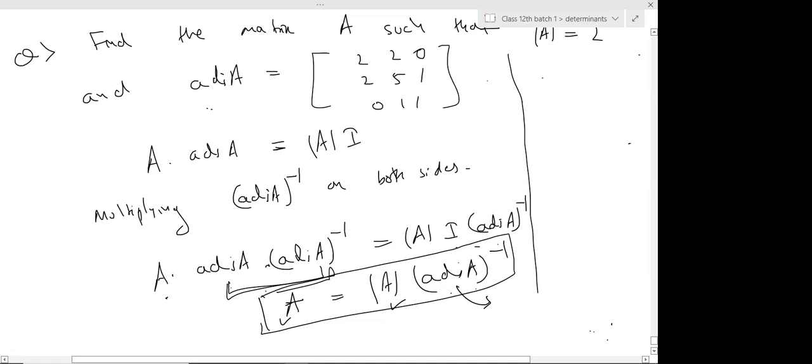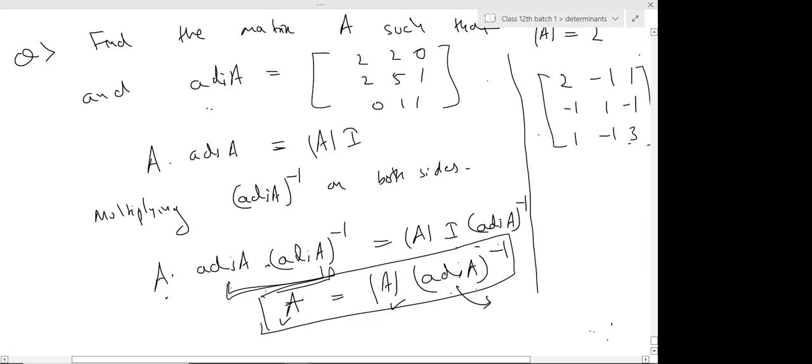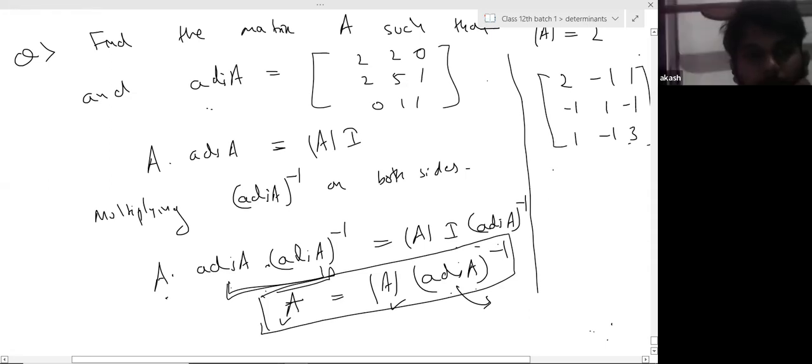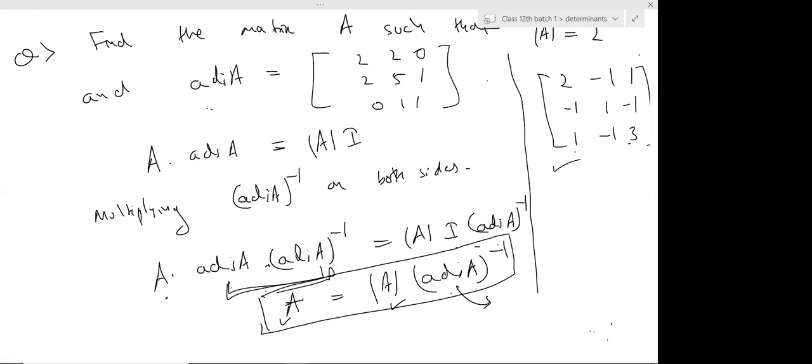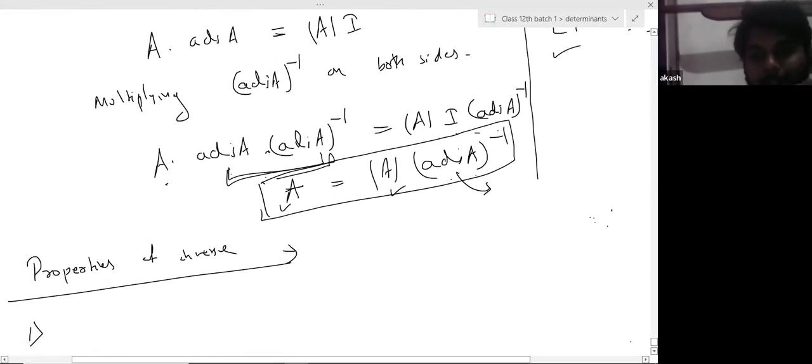2 minus 1, 1. All right. Minus 1, 1 minus 1. All right. 1 minus 1, 3. Krishna, does your answer match? Yes, sir. And Ronaldo, what about you? Yes, sir. So, Kusum, do you need me to solve this or shall we move ahead? We can move ahead. Thank you, sir. Actually, I'm trying to finish this chapter today, so that we can move ahead with the syllabus.